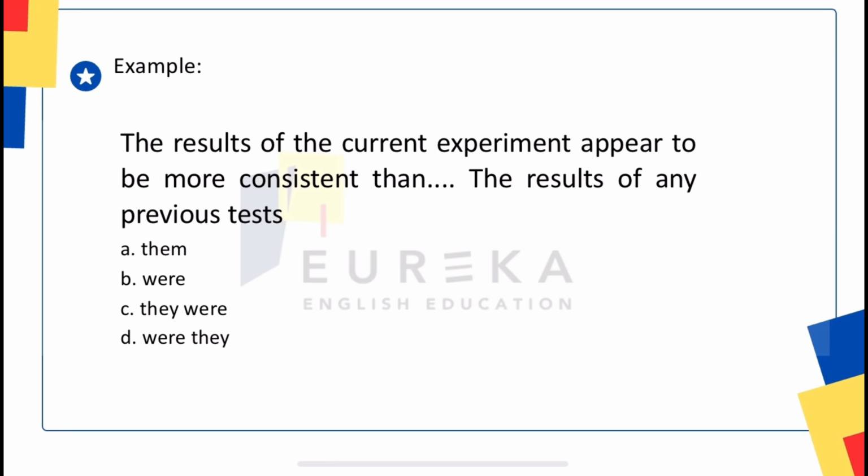Let's look at an example. Here there is an example: The results of the current experiment appear to be more consistent than blank, the result of any previous test. Here we can see in the question that we have the subject, the results of the current experiment, and then the verb appear. And then there is a comparison expression, more consistent than, and then the blank, followed by the result of any previous test. And the result of any previous test here is the subject.